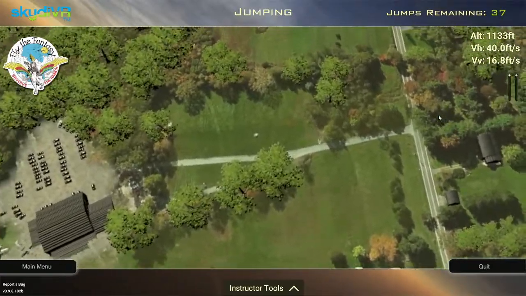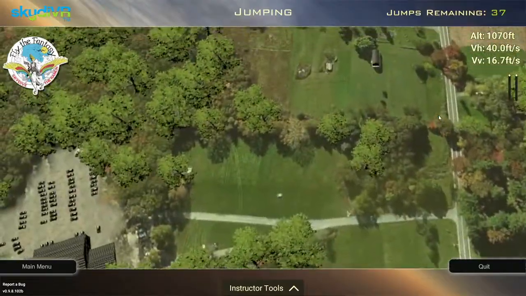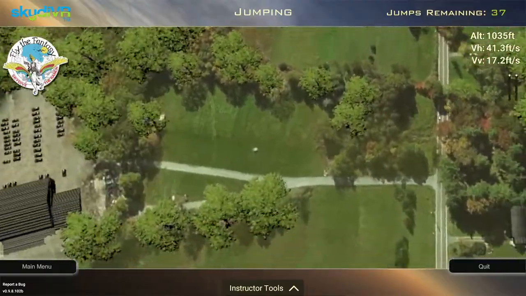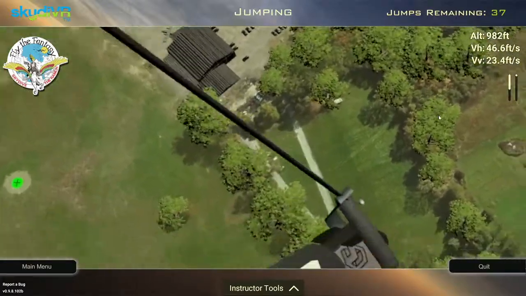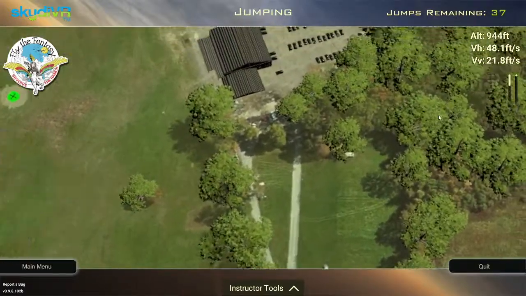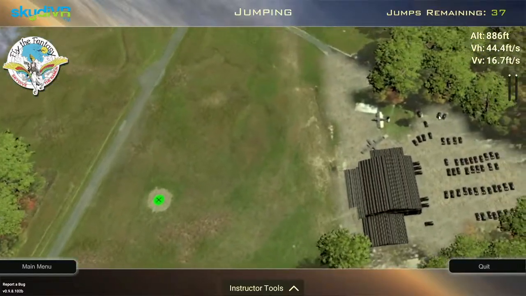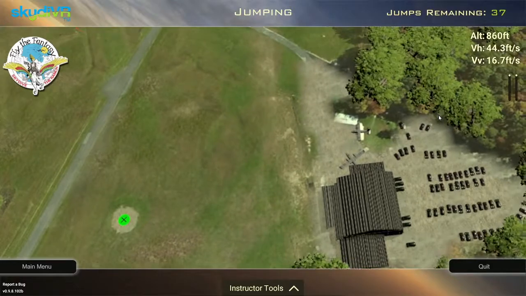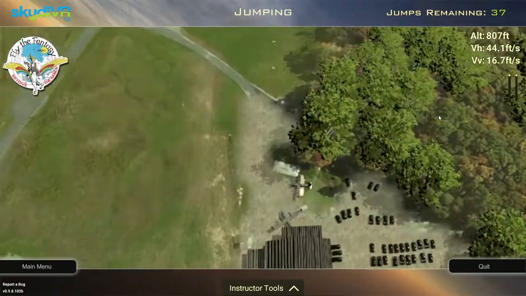Now again, I have a little bit of a tailwind here. One of the things that I can do under those circumstances, instead of going to 900 feet, is turn a little bit early, in this case about 100 feet early, so that I'm flying the downwind leg that I want. So let's see if this is going to work. Now remember, my base leg is going to be shorter than it would be on a no-wind day.